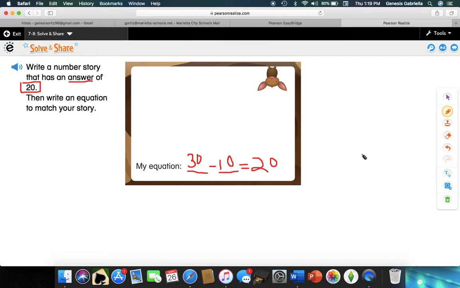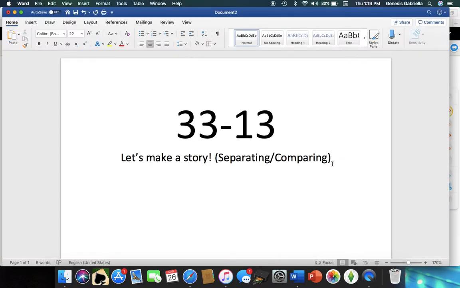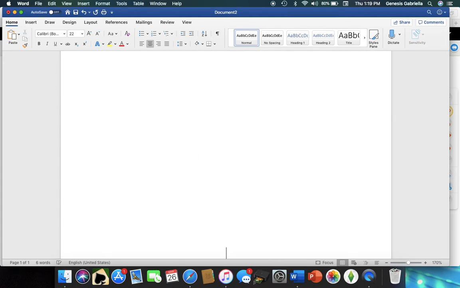Now, what is a story that I could make of this? A story is basically like a word problem. So let's think about this. Subtraction that has to do with this. So I'm going to go ahead and do it over here. This is our example for later. All right, so our equation was 30 minus 10 equals 20. So it's a subtraction problem. So let's go ahead and do that.